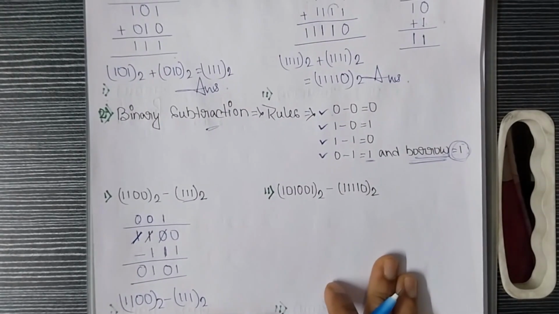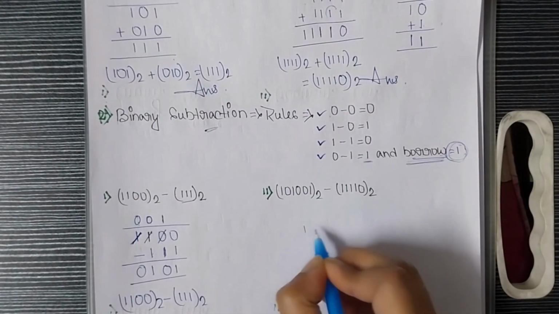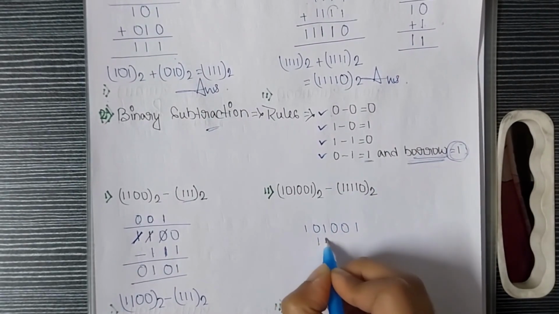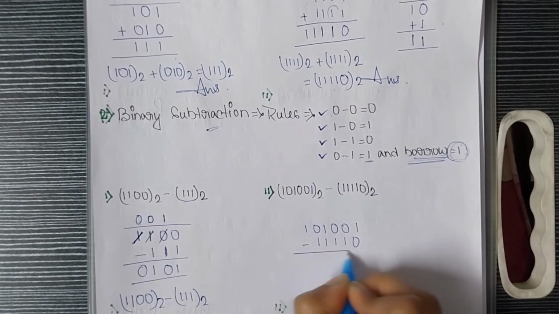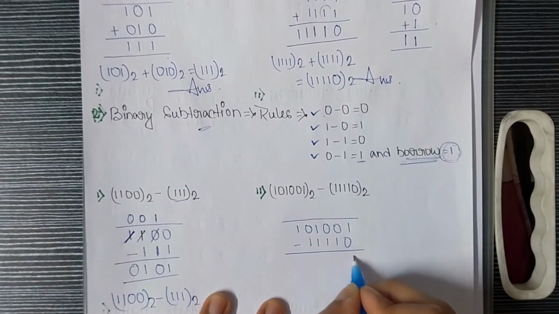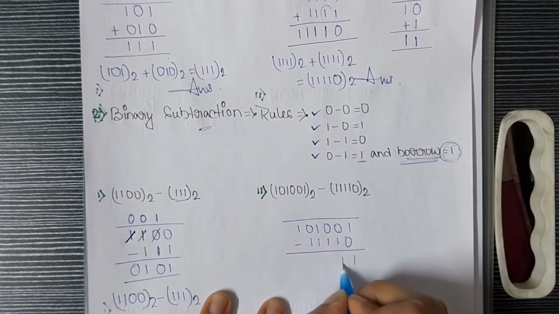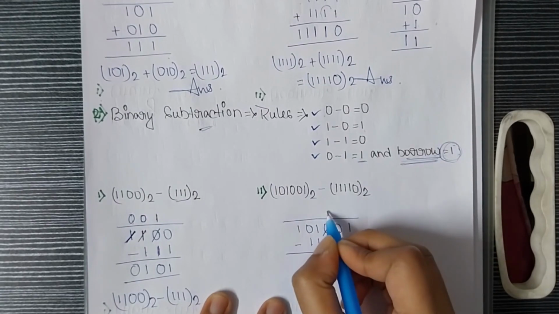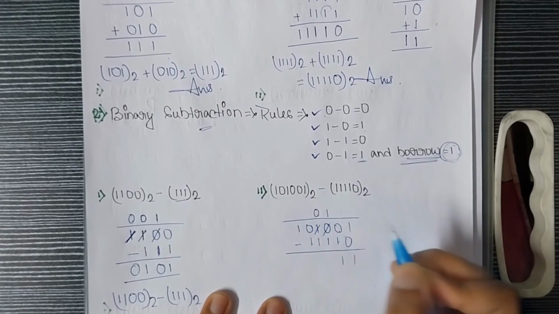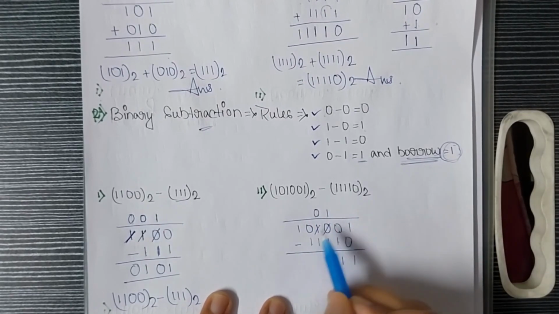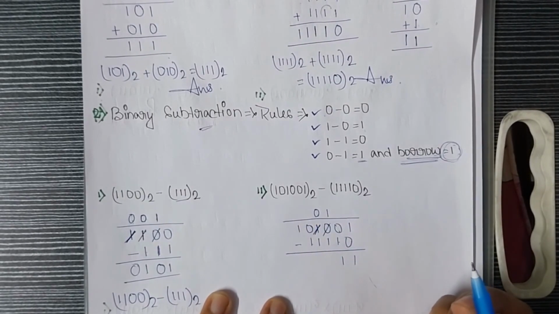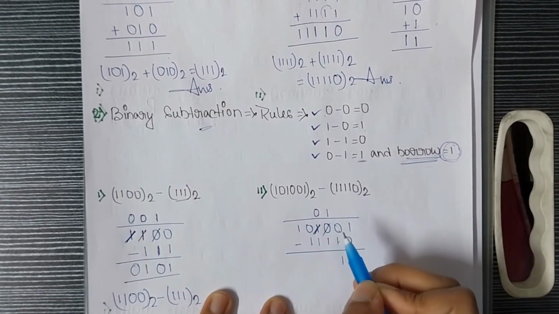My next example is 101001 minus 11110. So let's start. 1 minus 0 will be 1. Here 0 minus 1 will be 1, and we will cut the 0 and write 1 instead of 0, and here we will cut the 1 and write 0. Now in this case we have to stop cutting the numbers because we get a 1 and we have already written a 0 by cutting the 1.